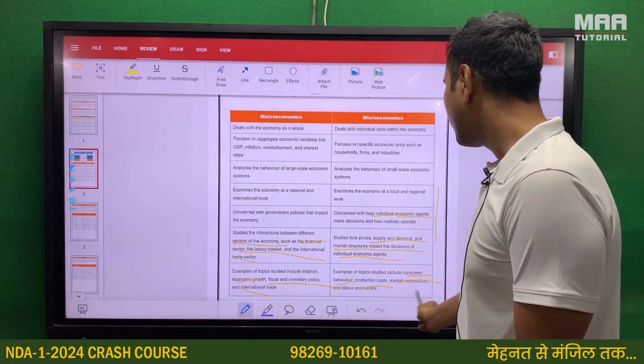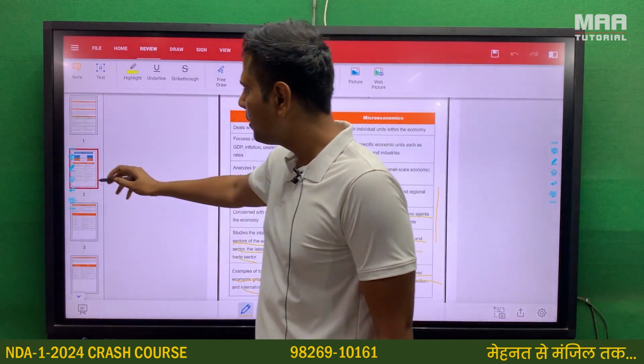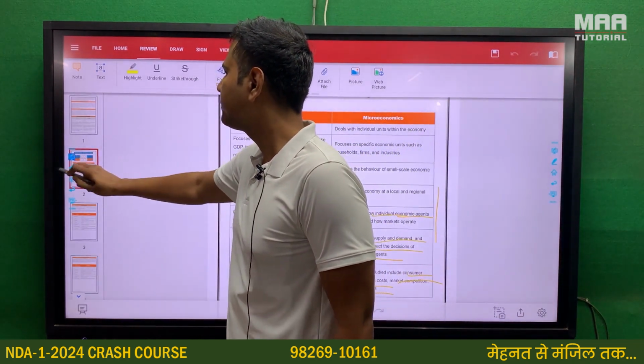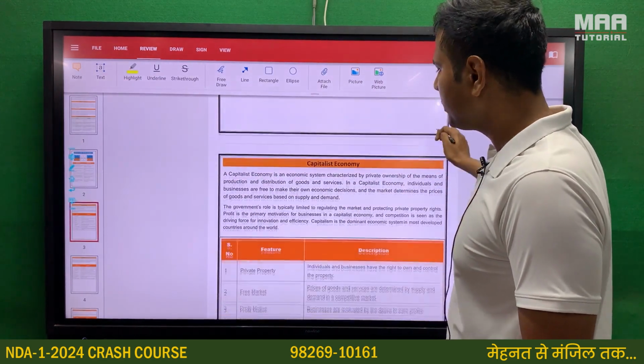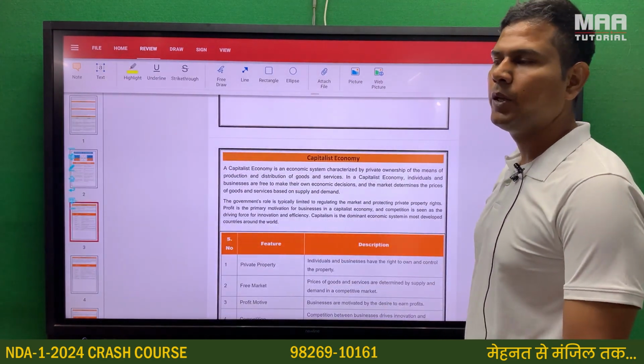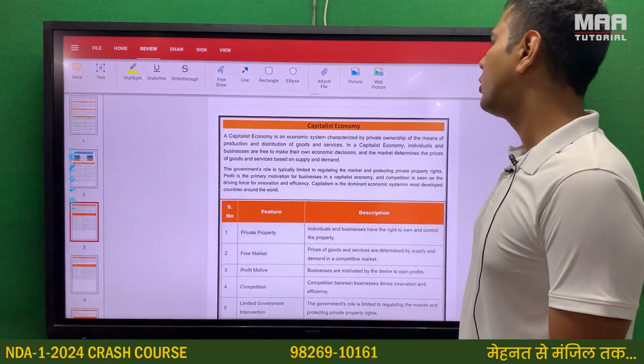Production cost, market competition, labor economics. Okay. So let's further delve into it. As we get into different types of economy, we'll be able to understand these aspects further, and furthermore, we'll have more insight about them. What is capitalistic economy?